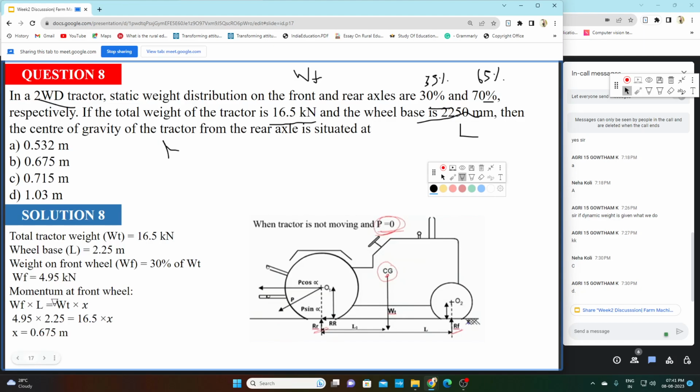So how will we balance the moment? Your balancing moment will be equal to: moment going into the page equals moment coming out of the page. The force WT is acting in this downward direction, and RR is acting in this direction. This is L, small l, or here you can say capital L1.